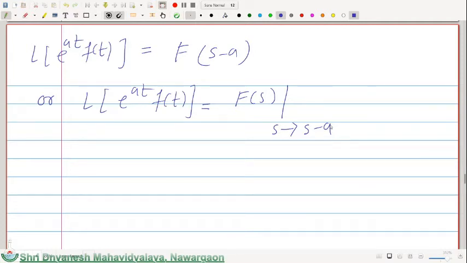So what you do when you use the shifting property, you first find the Laplace transform of f of t, and wherever s appears, you just replace that s by s minus a. I am repeating again, wherever you get this form, that is e to the power at f of t, you find Laplace transform of f of t first, and then replace s by s minus a wherever s appears. So this will be more clear to you in the coming examples.